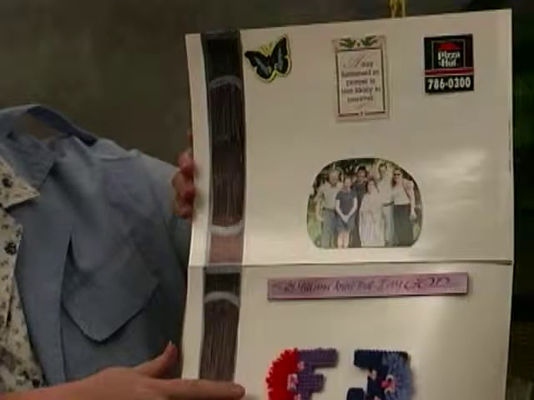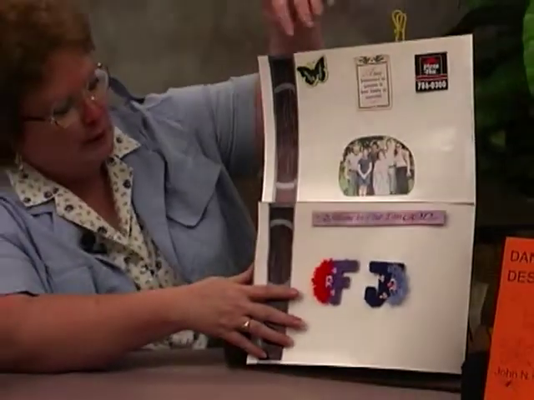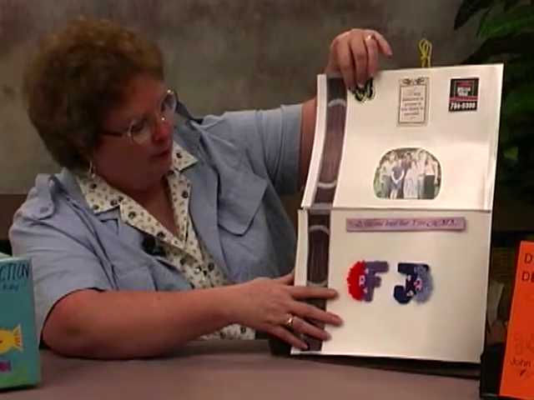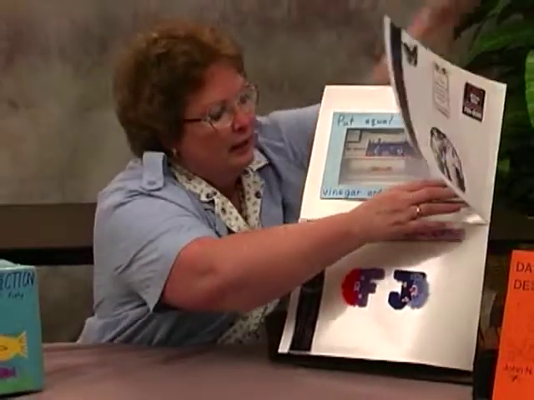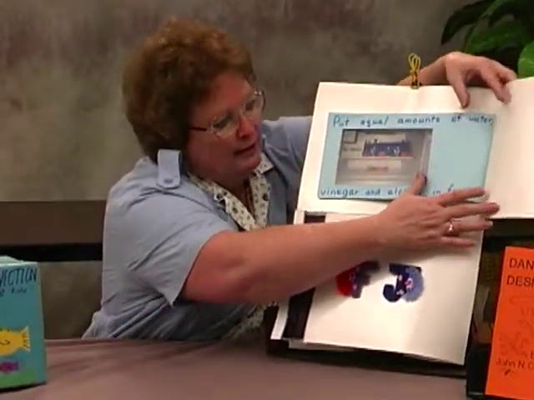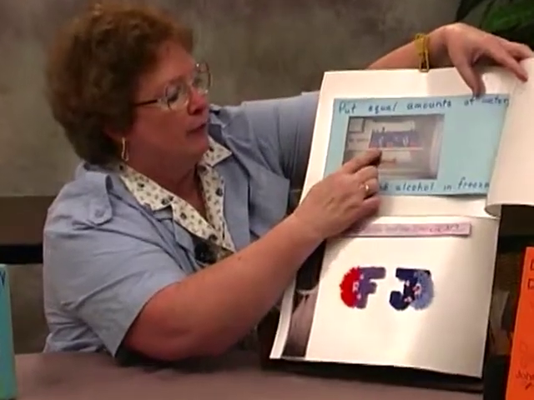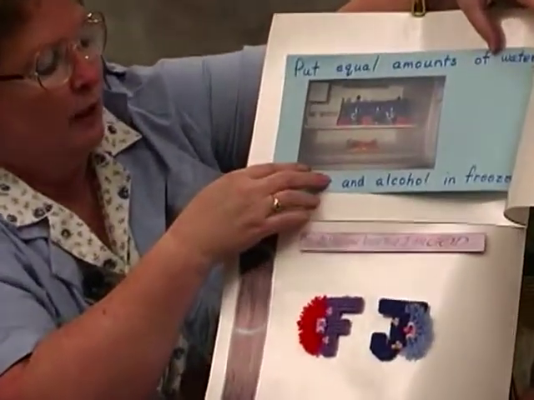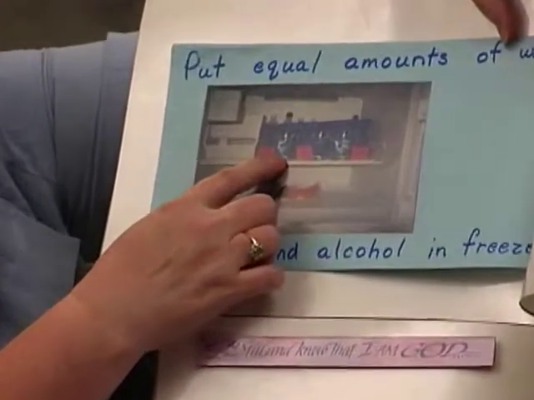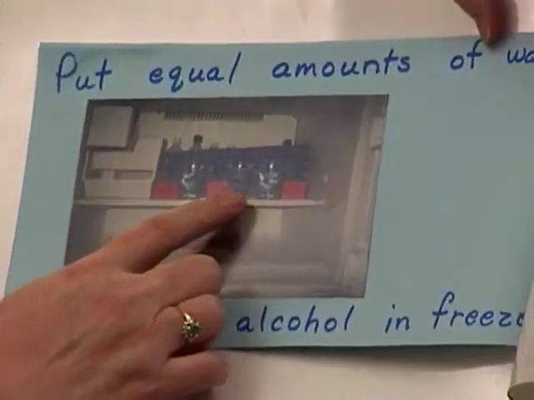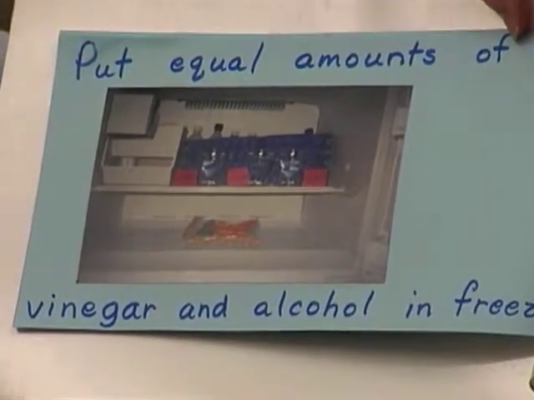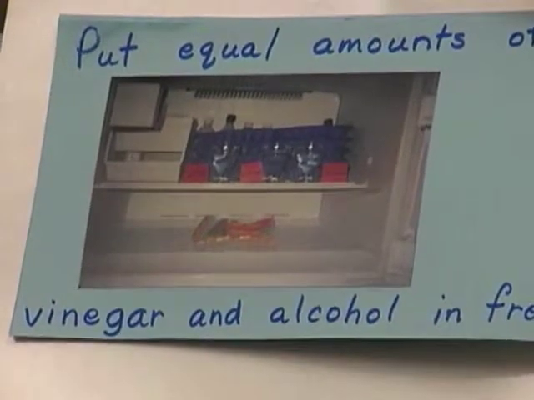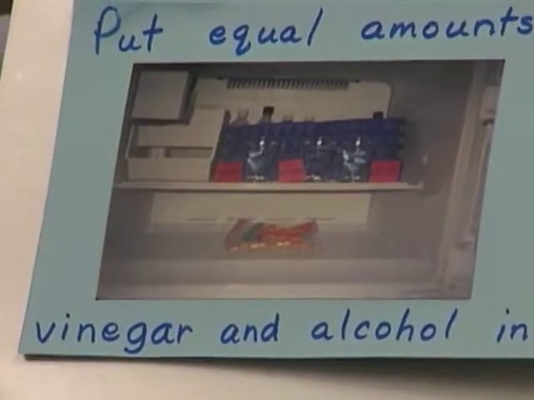Here is a replica of my refrigerator at home, and my freezer is of course up here. I want to show you something that I did. I put 3 glasses of water into my refrigerator. One about 3/4 full of water, one about 3/4 full of vinegar, one about 3/4 full of alcohol, to see how fast they would freeze and how they would freeze, where they would start to freeze.